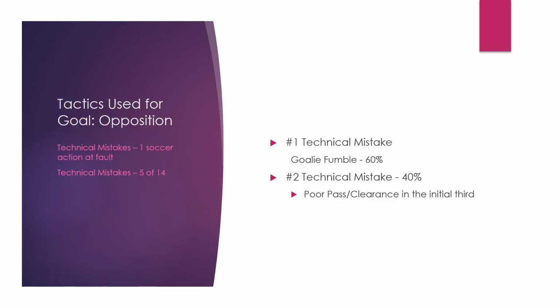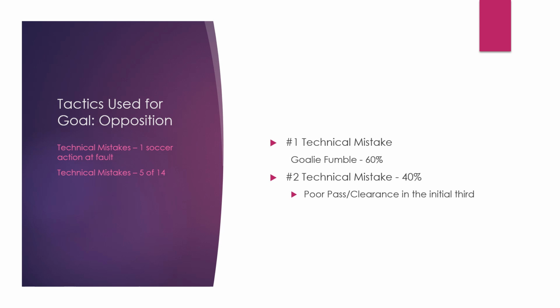Okay, we're going to continue exploring the tactics used against us. This time we're going to look at technical mistakes. That means there's one soccer action at fault. So the soccer decision was correct. It was the soccer action that was the problem. And that just comes with repetition, getting better with your technical skills.